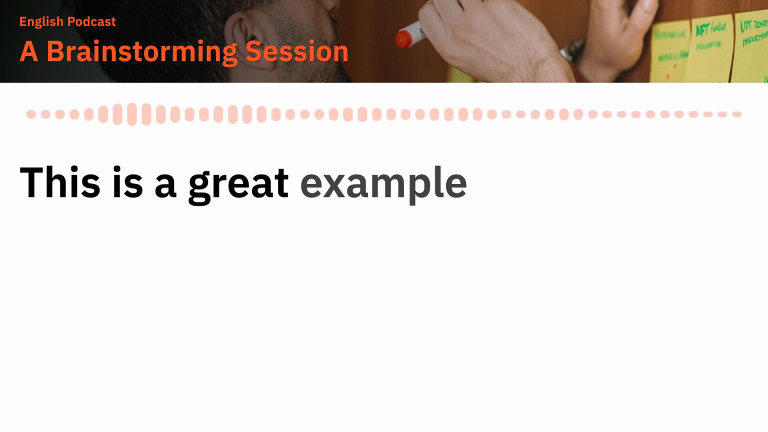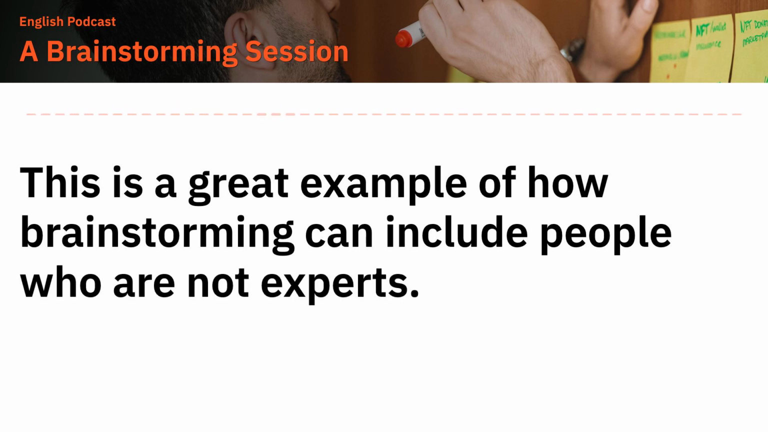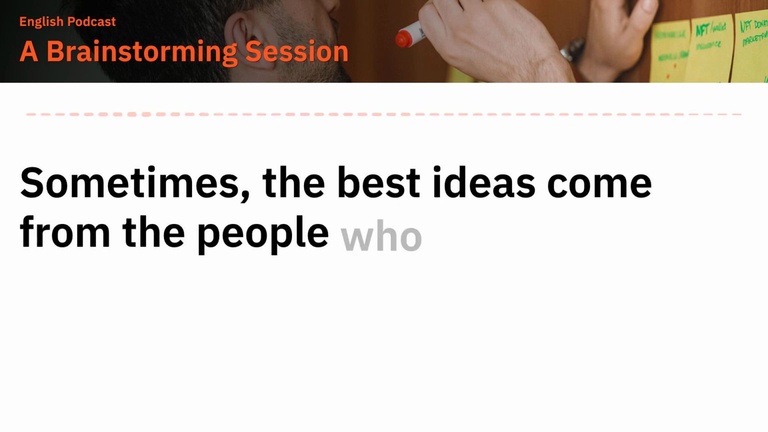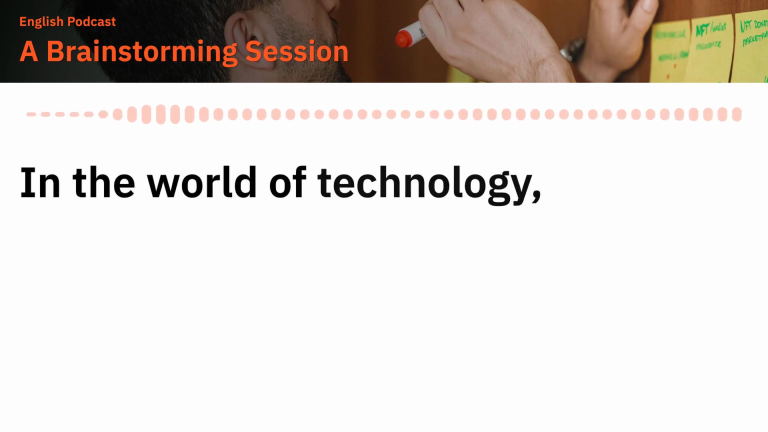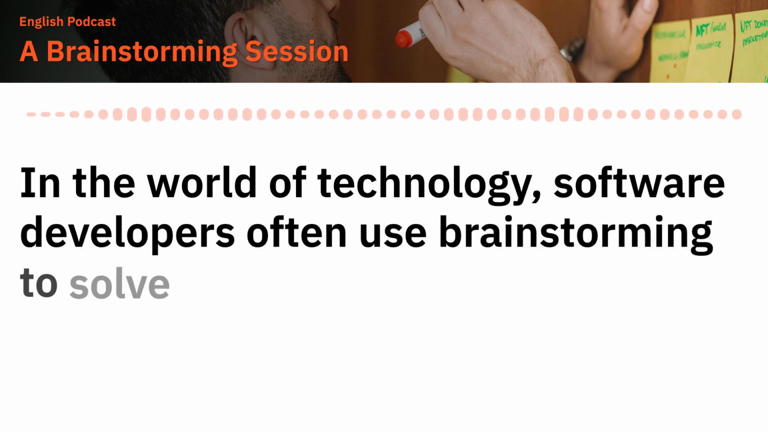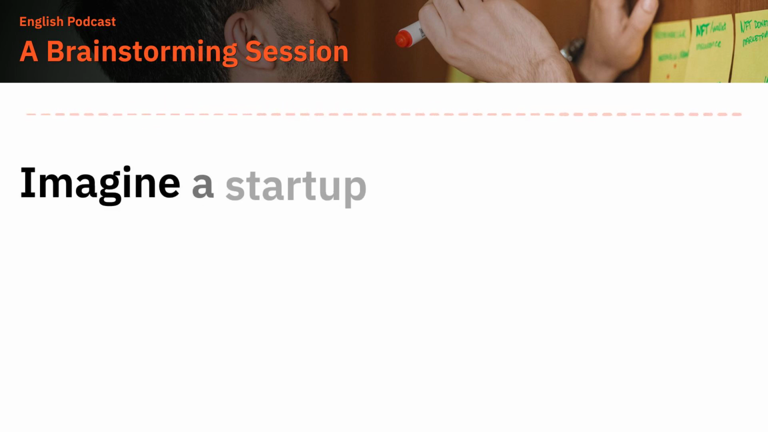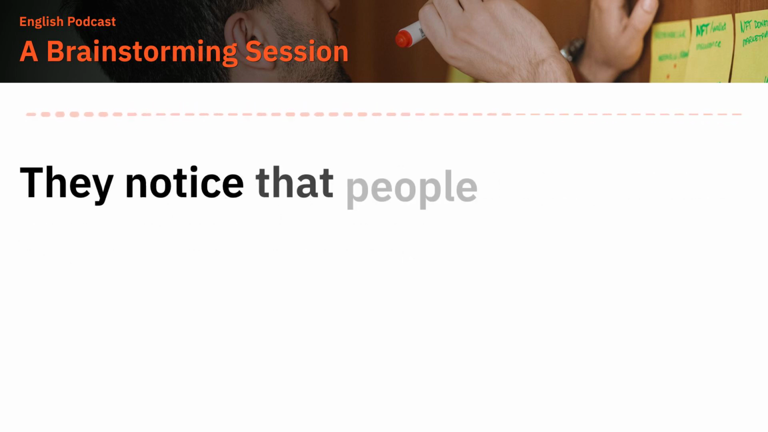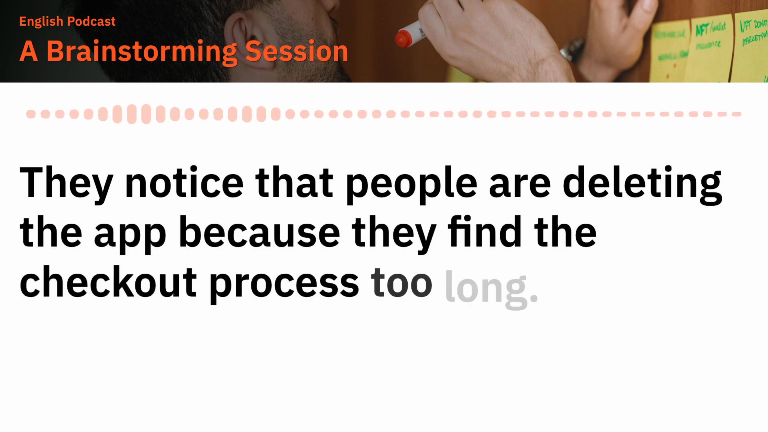This is a great example of how brainstorming can include people who are not experts. Sometimes, the best ideas come from the people who will actually use the product or service. In the world of technology, software developers often use brainstorming to solve bugs or create new features. Imagine a startup that is building an app for food delivery. They notice that people are deleting the app because they find the checkout process too long.